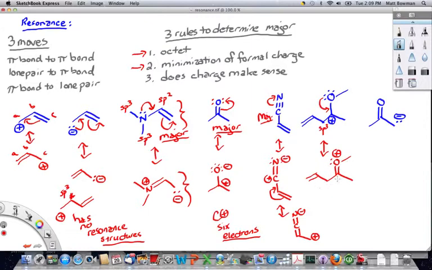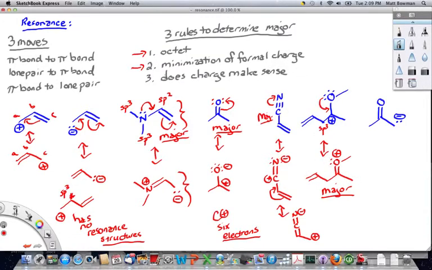Now, which one of these is major? Well, this first one, let's go through the octet rule. This first one has a C+. This violates the octet. This one down below does not have a C+. All its atoms have a complete octet. This is the major structure. It does not matter that you have a positive oxygen versus a positive carbon. That does not come into play. The important part is the octet rule. The octet rule is satisfied. That makes this the major structure.